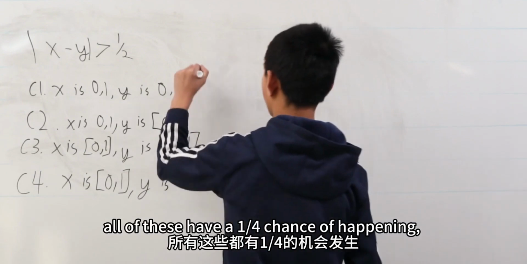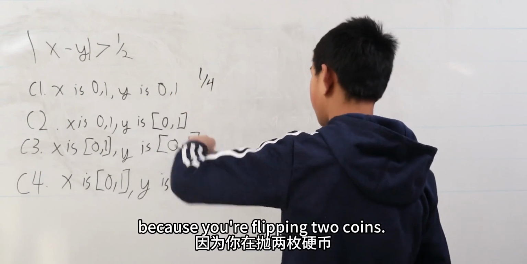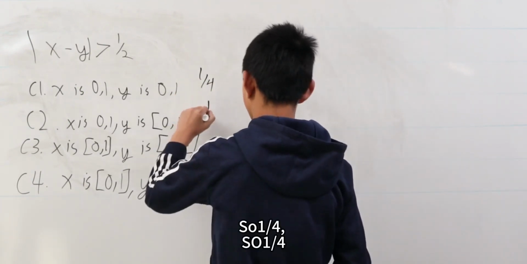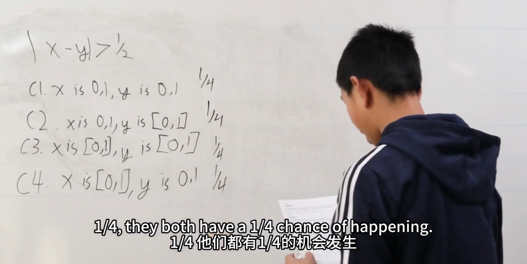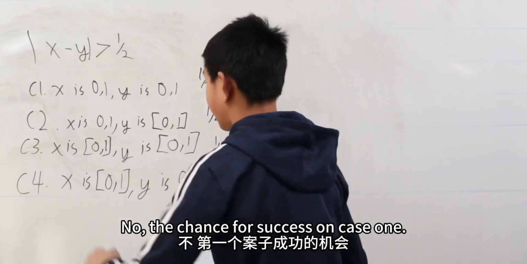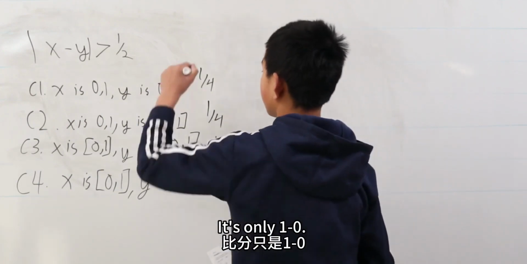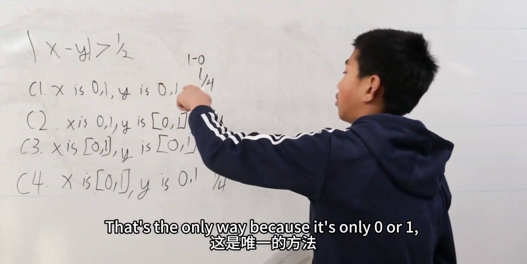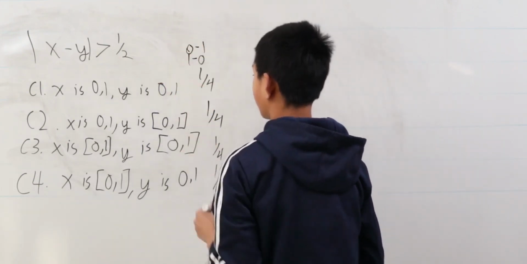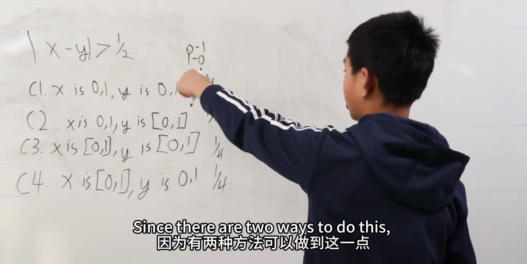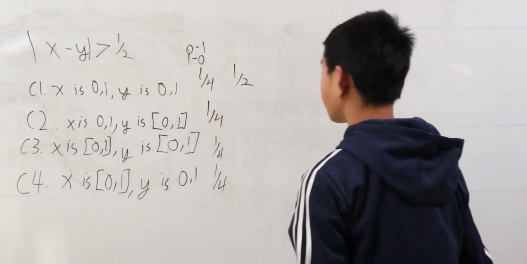Now, all of these have a 1/4 chance of happening because you're flipping 2 coins. So, 1/4, 1/4, 1/4. Now, the chance for success on case 1: it's only 1 minus 0. That's the only way, because it's only 0 or 1. 1 minus 0 or 0 minus 1. Since there are 2 ways to do this, but 1/4 probability, this is 1/2 chance rate for success.